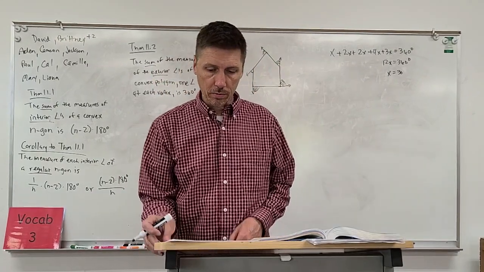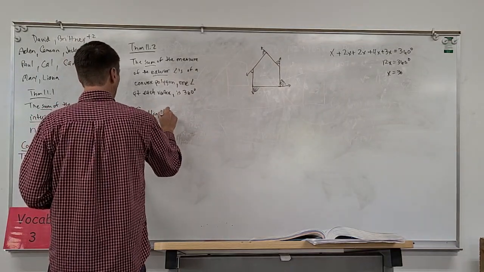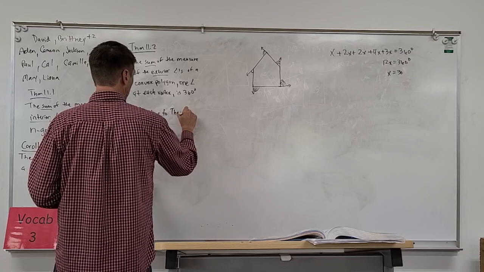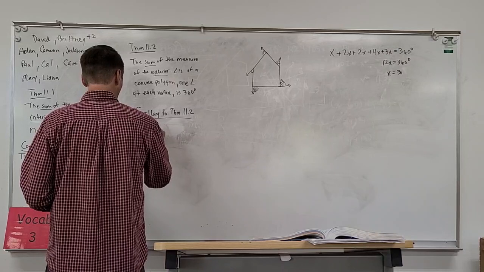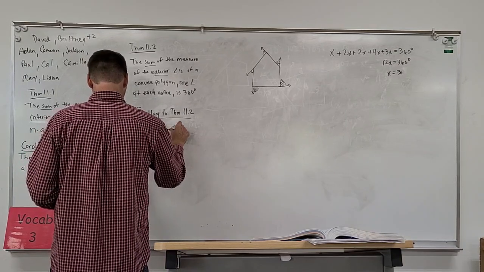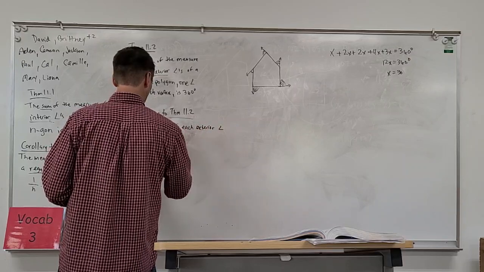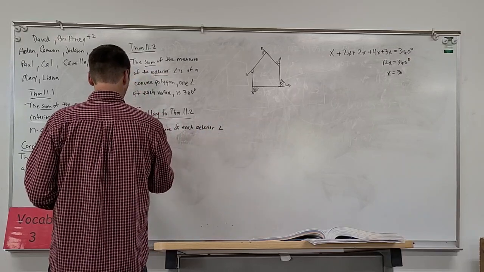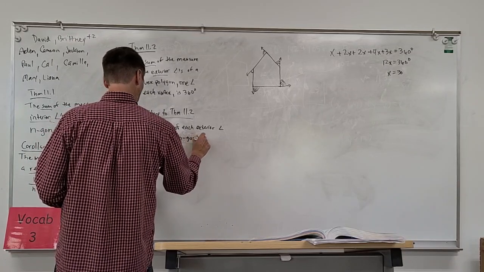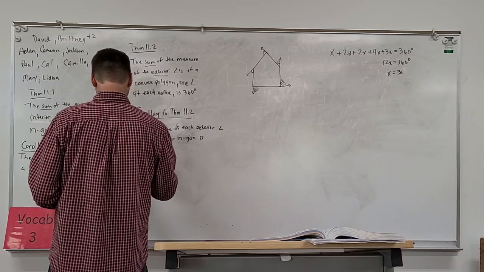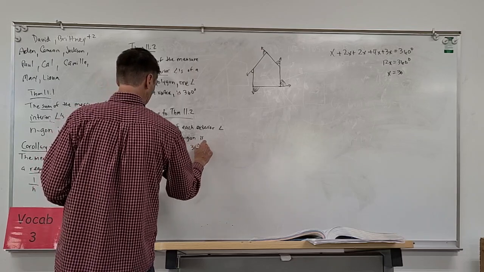Let's do the corollary and we will be done. What's the corollary to this? It's similar to the other one in that it has to do with a regular polygon. And it says the measure of each exterior angle of a regular n-gon is 1 over n times 360, or 360 degrees divided by n.